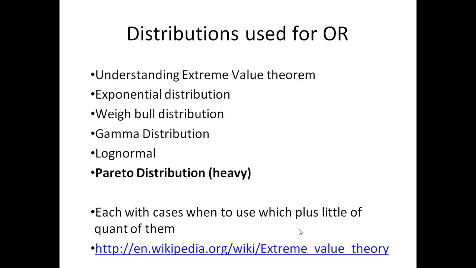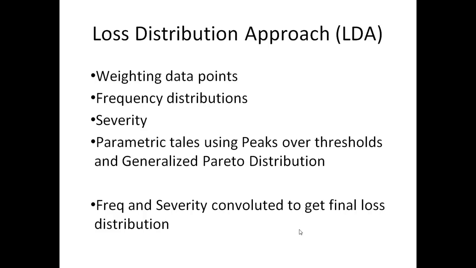Okay, this is something tricky, but you don't need to go into a lot of quant. So there are some distributions used for operational loss. To be specific, they are most often seen in the loss data, which includes exponential distribution, Weibull, gamma, log normal, Pareto. Now there are a lot of cases on how and when to use these distributions. In a generalized way, these are something related to the extreme value theorem.